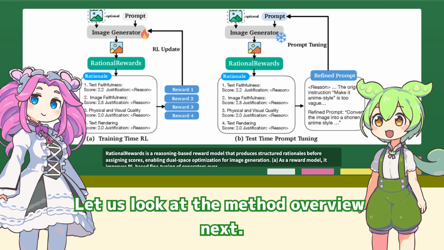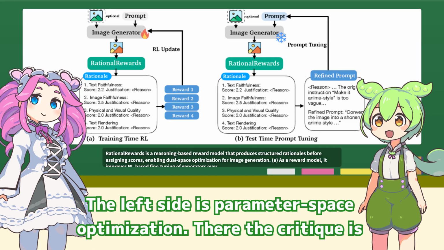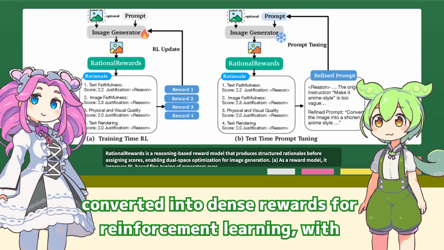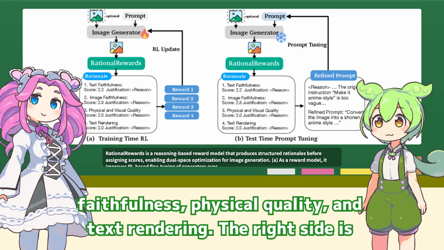Let us look at the method overview next. What are the two optimization paths in this design? The left side is parameter space optimization. There the critique is converted into dense rewards for reinforcement learning, with separate signals for dimensions such as text faithfulness, image faithfulness, physical quality, and text rendering.